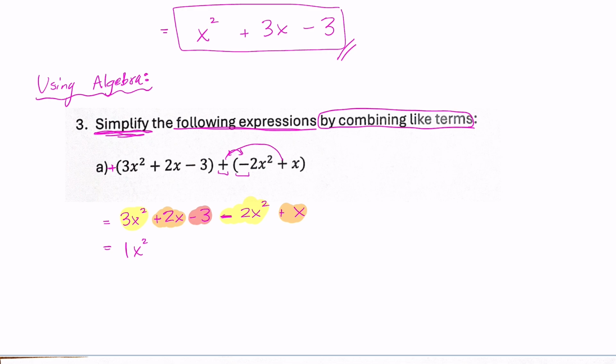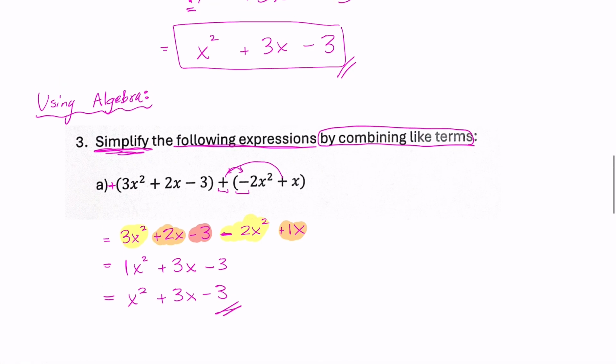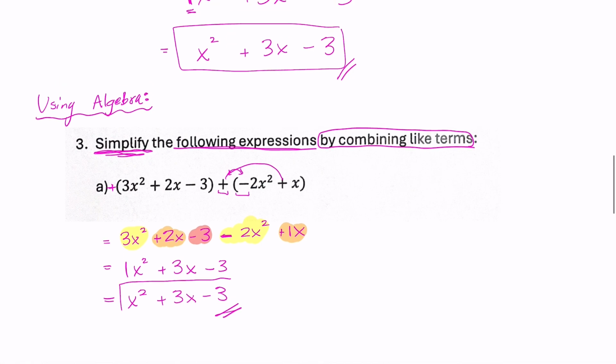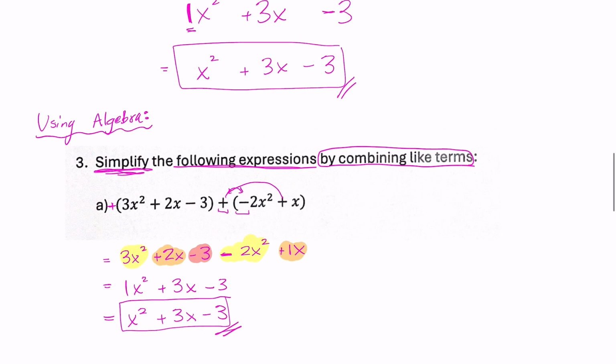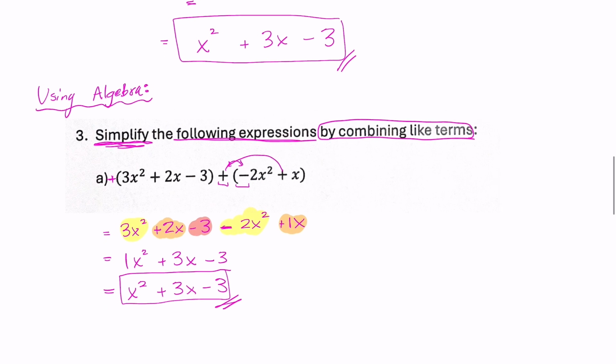And then if I combine the things in orange, I'm going to get 2 plus 1, which is, right, there's an imaginary 1 here, 2 plus 1, which is 3 x's. And then I'm left with just minus 3 here, so I write that as well. And then that's good. We don't need to write the 1, so I can just write this as x squared plus 3x minus 3. Notice both ways are acceptable, and you end up with the same answer. Okay, so that is the answer to 3A.